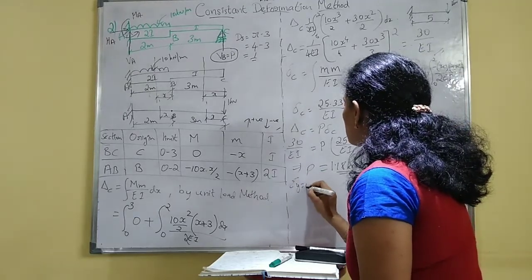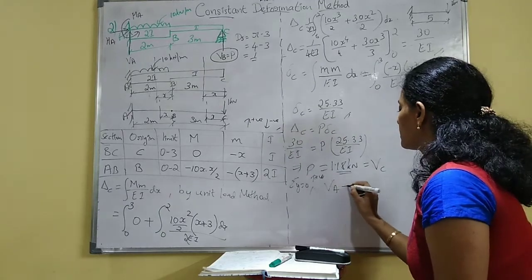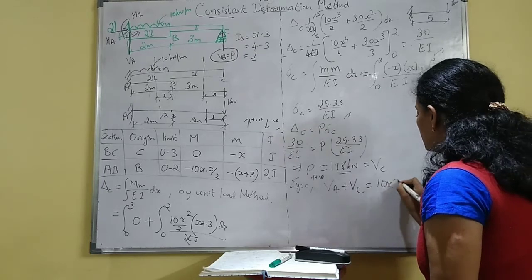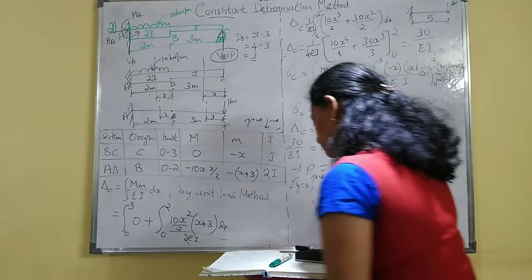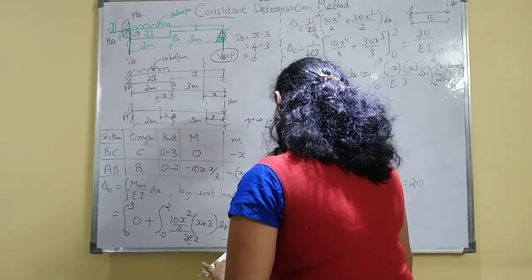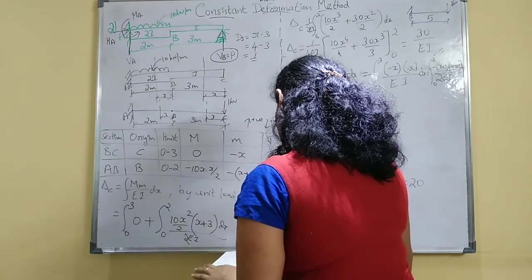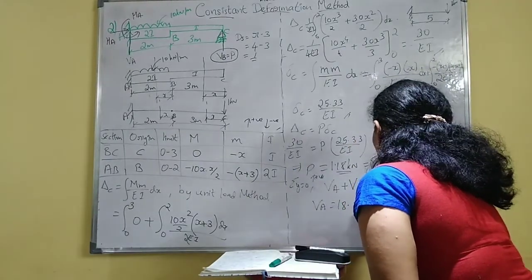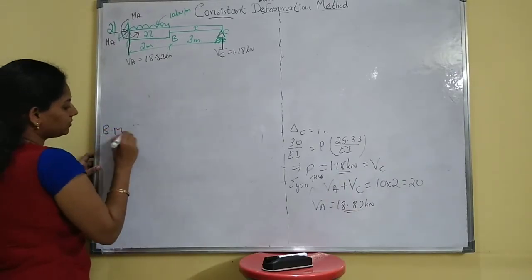Now summation of Y equal to 0, reaction Va plus Vc equal to 10 into 2, that is 20. Therefore Va equals, how much? 18.82 kilonewton. Now draw the BMD calculation.